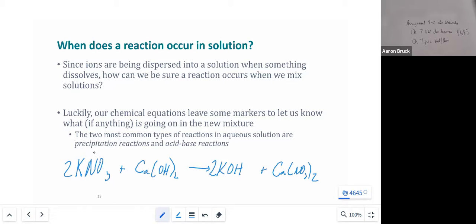And the reason why: this is a solution full of ions. This is a solution full of ions. When I put those two solutions full of ions together, they have to give me something other than a solution of just ions. Otherwise, what can we really say has changed?